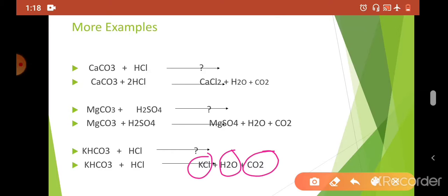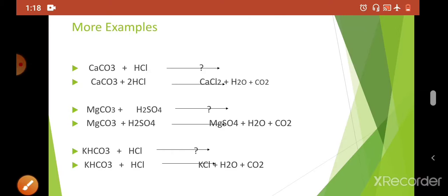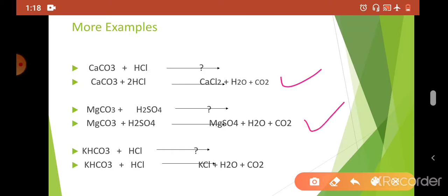So please write down these examples, or you can write down some more examples if you are confident enough with the formulas. Once again, I'm reading the first one. CaCO3 plus 2HCl gives you CaCl2 plus H2O plus CO2. Next one is MgCO3 plus H2SO4 gives you MgSO4 plus H2O plus CO2. And the last one, KHCO3 plus HCl gives you KCl plus H2O plus CO2. So please write down these things, right?